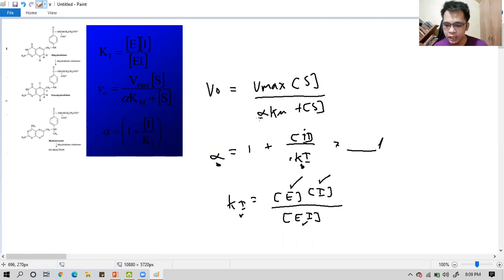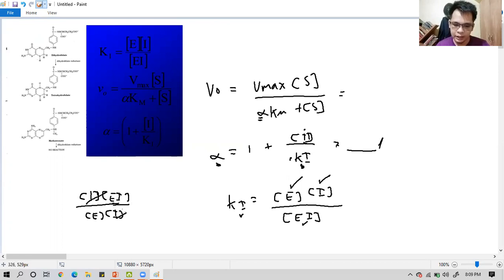Kung saan, i-impose mo ngayon to dito sa alpha. If you want to expand further this equation, syempre, okay, I'll just go. So, this is just a scratch paper. Okay, so Ki will be concentration E times concentration of I, over the concentration of EI here.